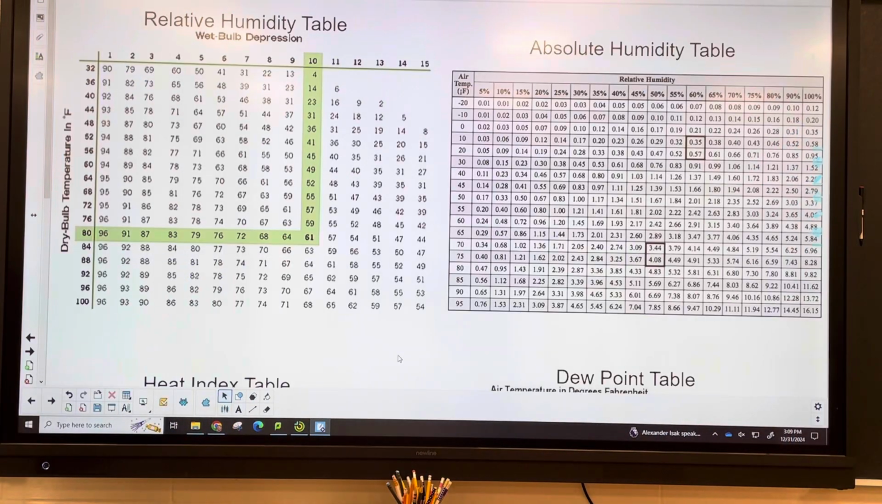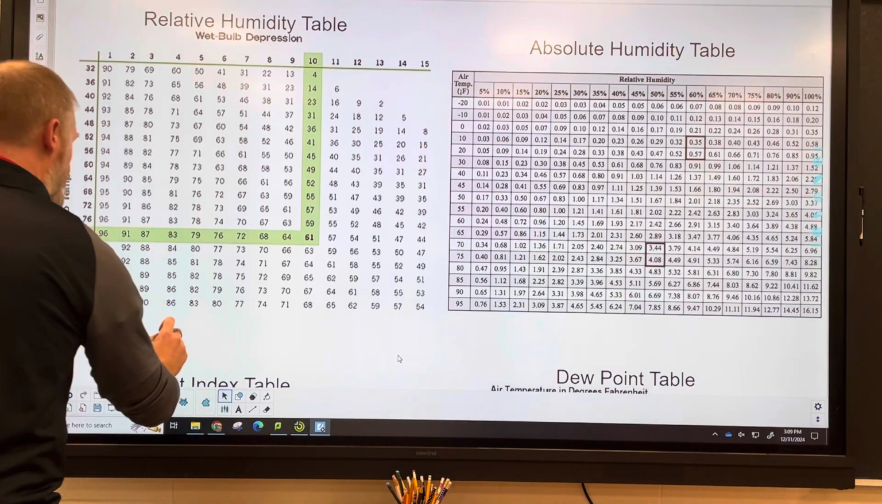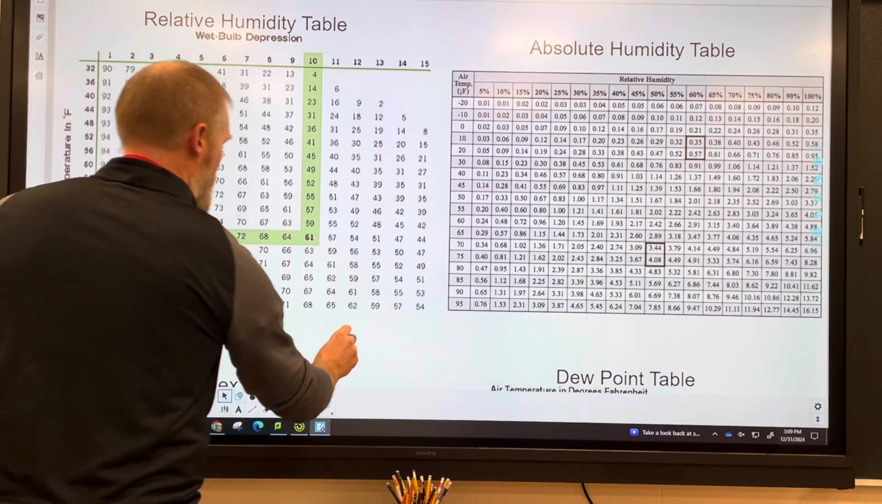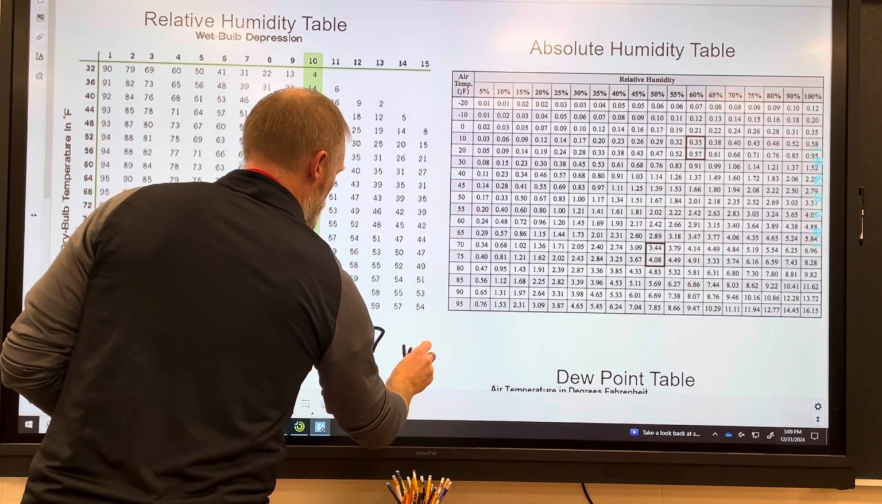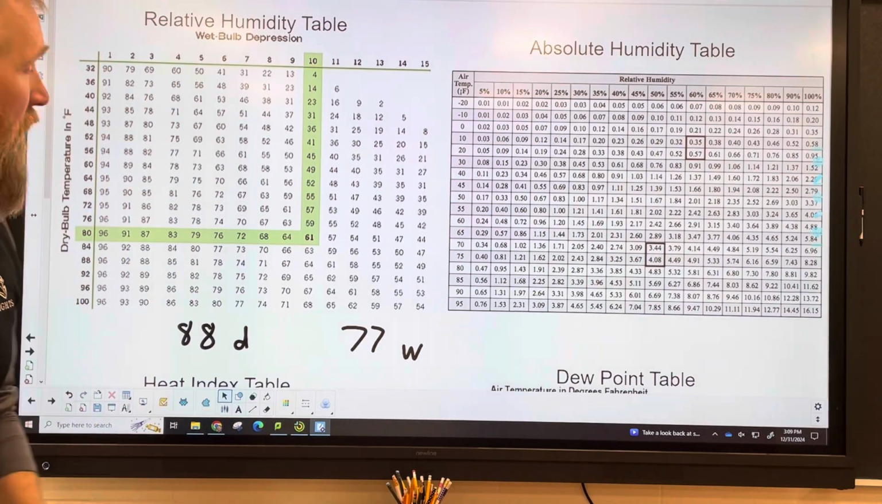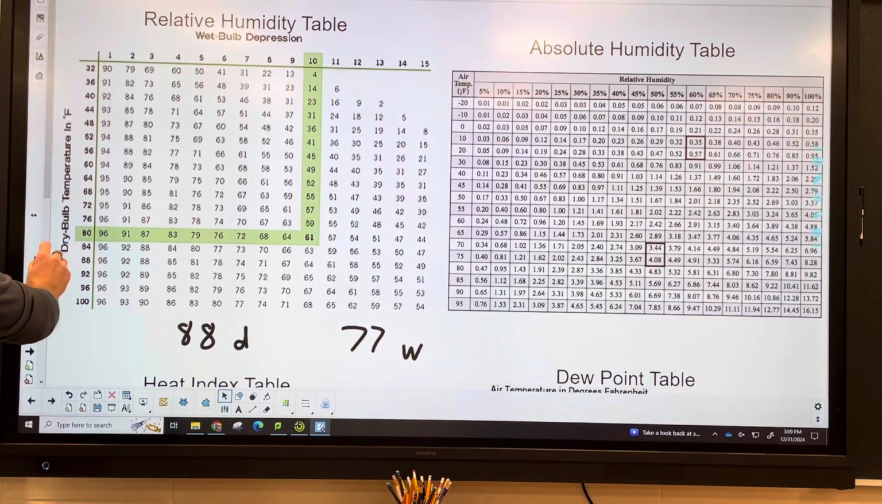I'm going to jump over to my table. First thing we want to find is relative humidity. As I find relative humidity, I have to remember those two numbers. I said 88, I'm going to put D for dry, and it was 77 on the wet bulb. We have to kind of ignore the color because that's not the problem we're working with. But we see dry bulb on this chart right here, and here's our 88. So we're going to use that to help us understand this.